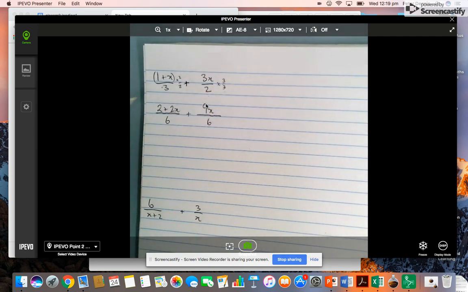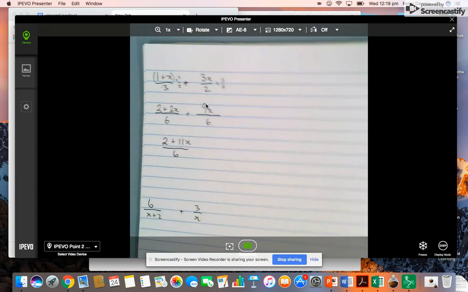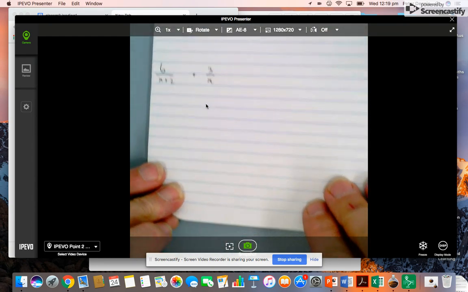Now that they're both over the same, they're both over 6, then it's nice and easy. We just add the tops. 2 plus 11x over 6. And we're going to leave it there. But that's a nice way to start at least.